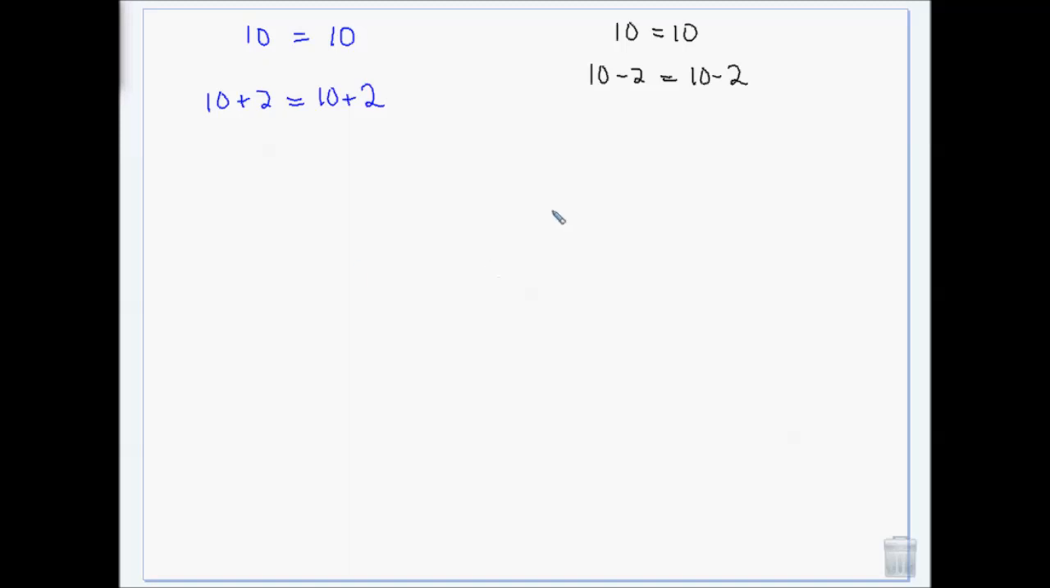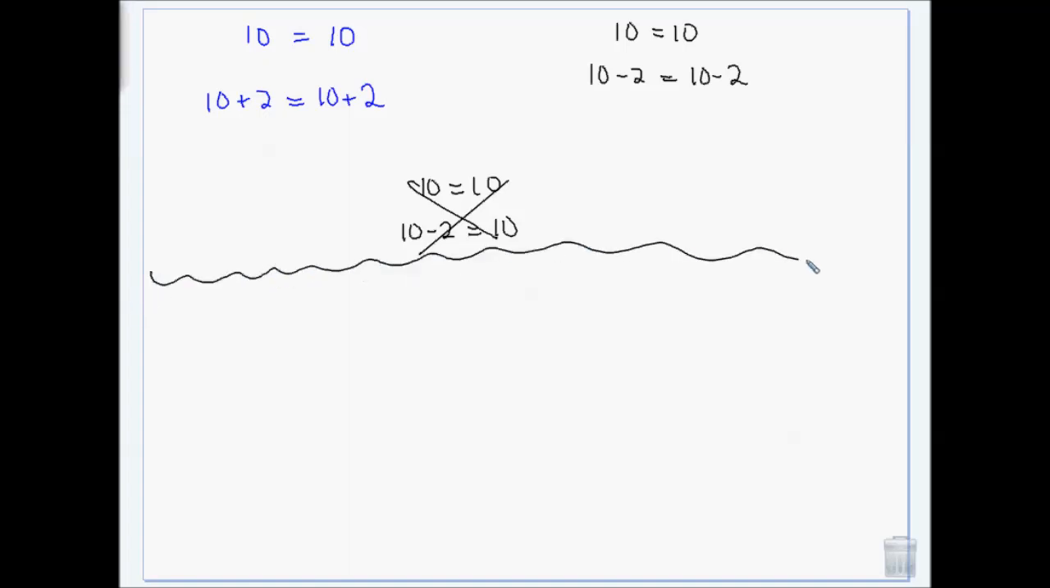Now what I can't do is I cannot say 10 equals 10 and then subtract 2 from this side and not from that side. That's not true. It has to be done to both. Whatever you do to an equation, you have to do to both sides to keep it equal. And we use that to solve equations.